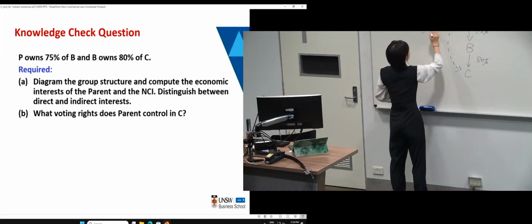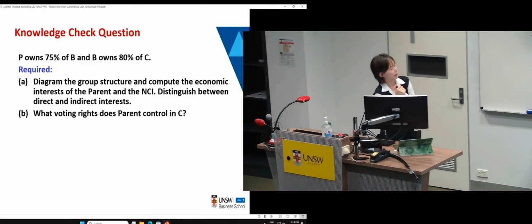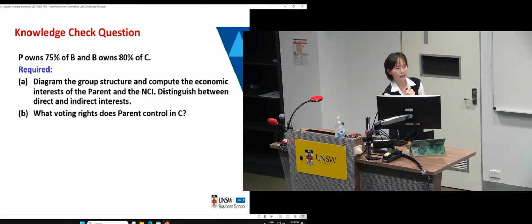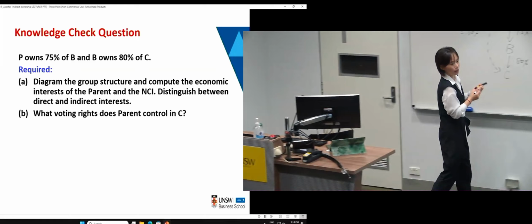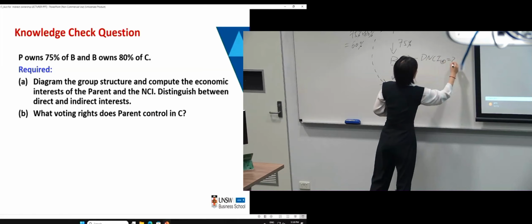Now, what about DNCI in B? Well, B only has a DNCI, right? What about DNCI in B? That would be 25%. Very good. So DNCI in B is 25%. Now, what about DNCI in C?